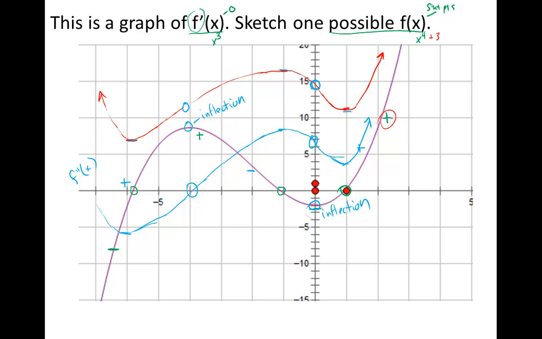So note that it could be anywhere up or down, but these special points, the stationary points, the inflections, and concavities, should all match regardless of how high or low you actually draw your graph.